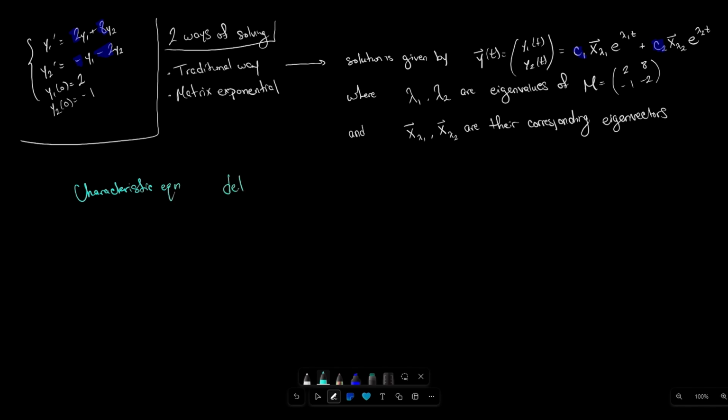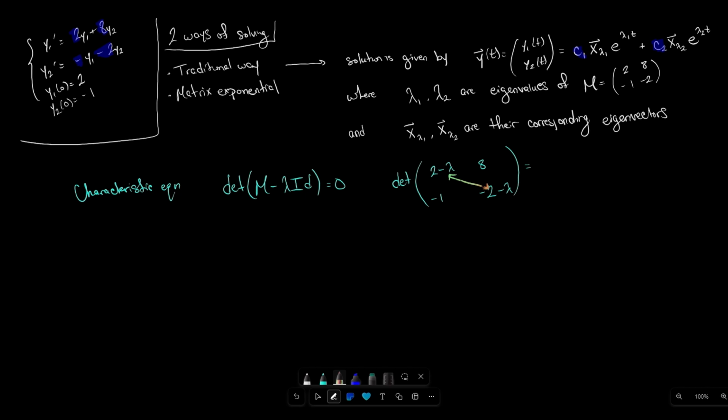Which is going to be the determinant of M minus lambda times the identity is equal to 0. Or I could write this as the determinant of the matrix. There's M, 2, 8, negative 1, negative 2. And if I subtract lambda times the identity, that's subtracting lambda along the diagonals. The determinant of a 2 by 2 matrix is not too hard.